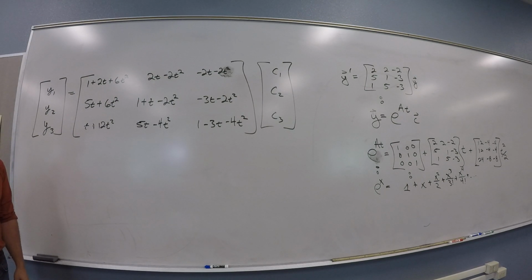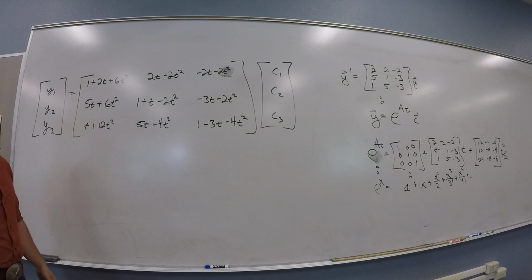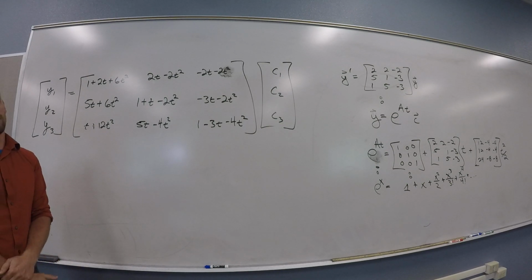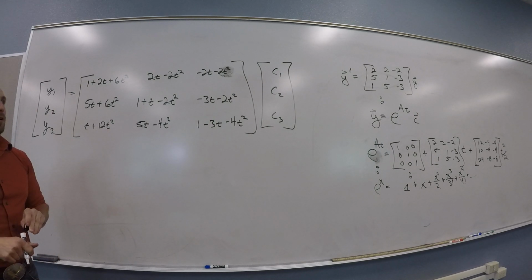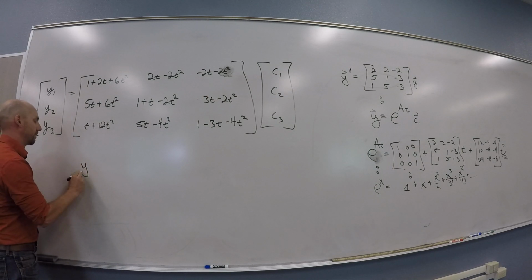So is there any way to actually solve for the C's right here, or is this the final answer? If we had initial conditions, we could solve for the C's. If we don't have initial conditions, then we should have a general solution, right? Could we have y1, y2, and y3 initial conditions, or would it just be a y vector initial condition?